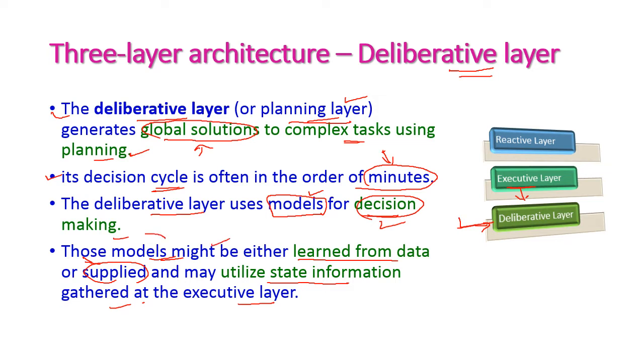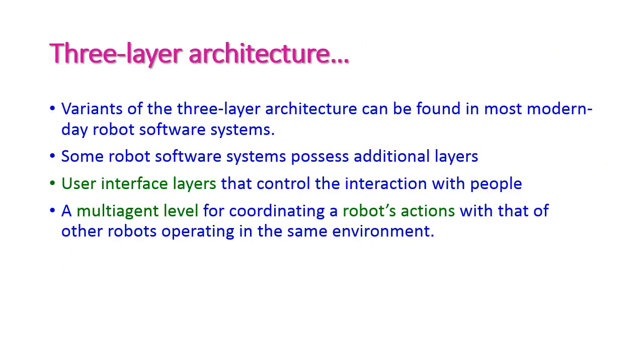Okay, so the model will be based on either the external data or the state information from the executive layer. Most of the modern robot software architectures use only this three-layer architecture, and some of those software systems use additional layers also. For example, the user interface layer may be included in this architecture, which is used to control the interaction with the people, okay, with the human being.